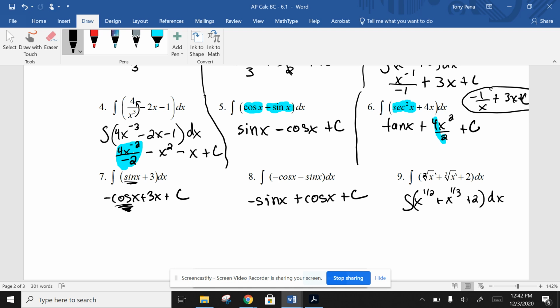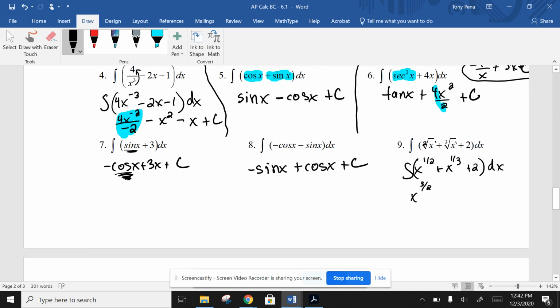From there, it's the same thing we've been doing. 1 half plus 1 is 3 halves, and then we divide by that new power, so divide by 3 halves. Add 1 to 1 third, that should be 4 thirds. And then divide by that new power. And then what we took the derivative of to get 2 would be a 2x. Add your constant.